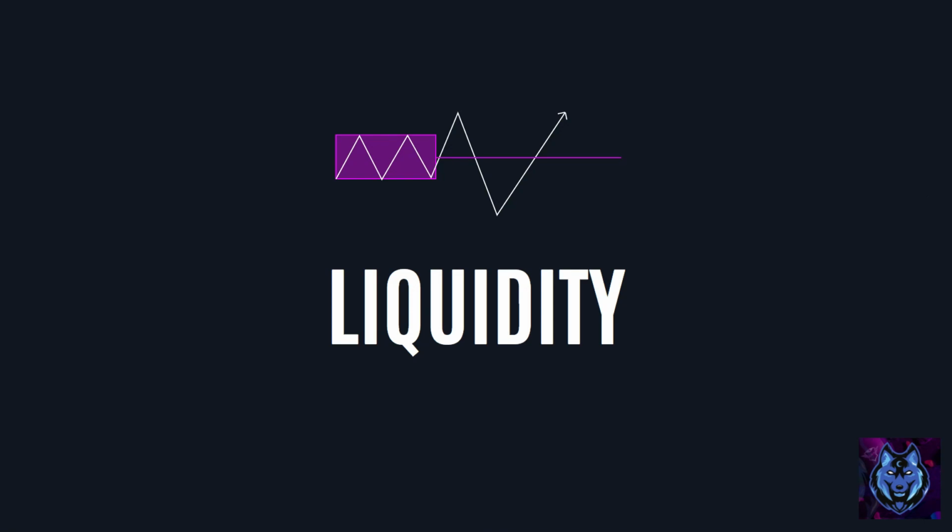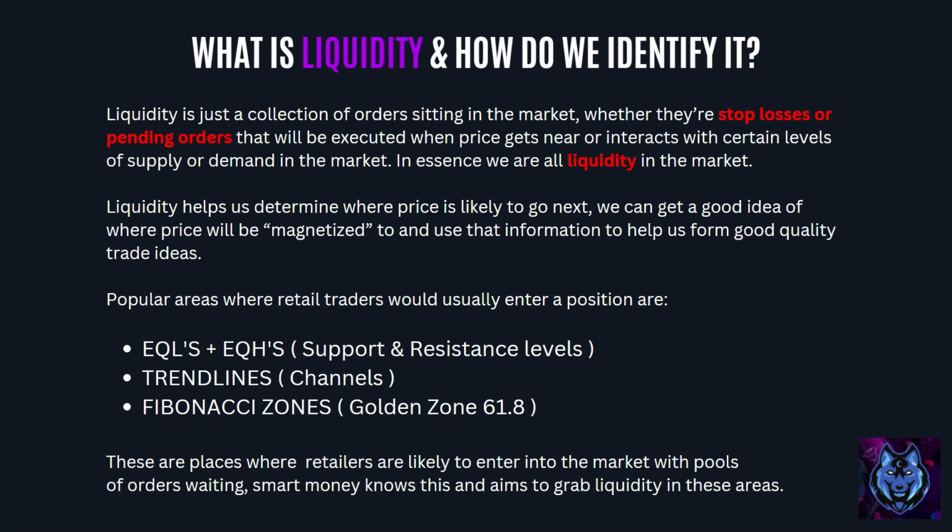Alright traders, in today's video we're going to be discussing liquidity. What is liquidity and how do we identify it? Liquidity is just a collection of orders sitting in the market, whether they're stop losses or pending orders that will be executed when price gets near or interacts with certain levels of supply or demand in the market. In essence, we are all liquidity in the market.